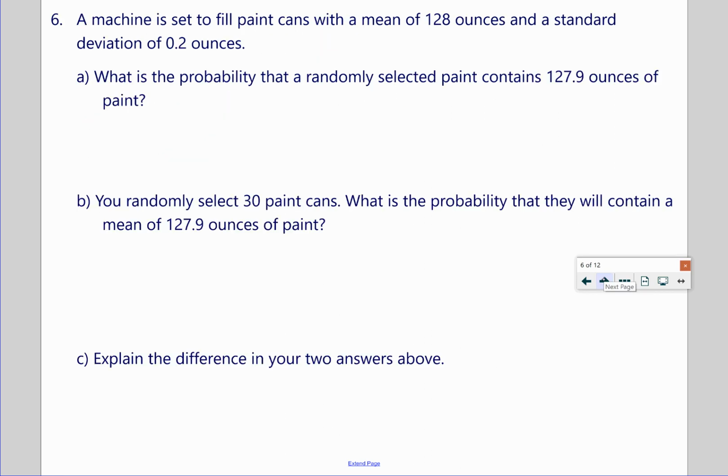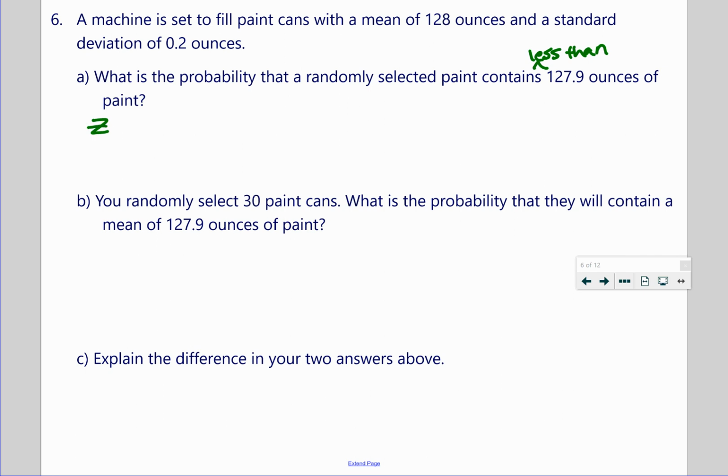All right, number 6, a machine is set to fill paint cans with a mean of 128 ounces and a standard deviation of 0.2 ounces. What is the probability that a randomly selected paint can contains less than 127.9 ounces of paint? This starts out similarly to what we did in problems 1 and 2. We have an X value. We're finding a probability. We're going to convert it into a Z-score first.